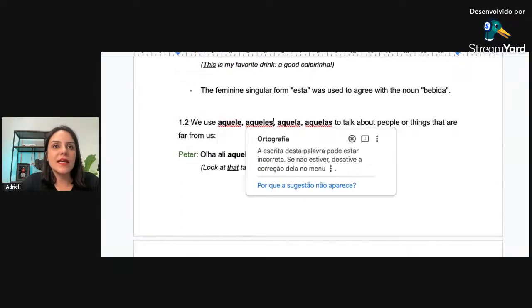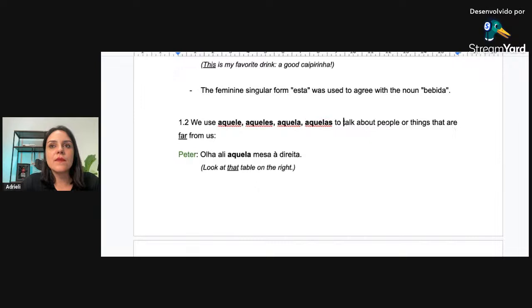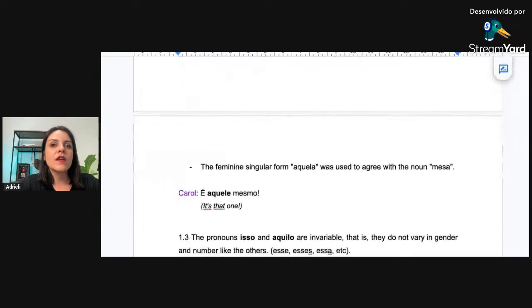And we use aquele, aqueles, aquela, e aquelas to talk about people or things that are far from the speaker and from the listener. So it's far from everyone, okay? So we say, olha ali aquela mesa à direita. Look at that table on the right. So here we use this feminine singular form, aquela, to agree with the noun mesa. And é aquele mesmo. Is that one we are referring to a guy, for example? É aquele cara mesmo. It's that guy. It's that one. Okay?